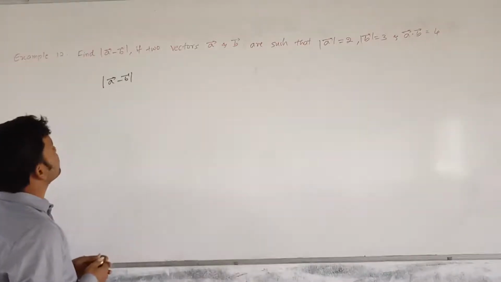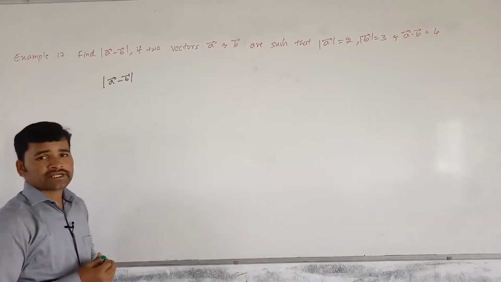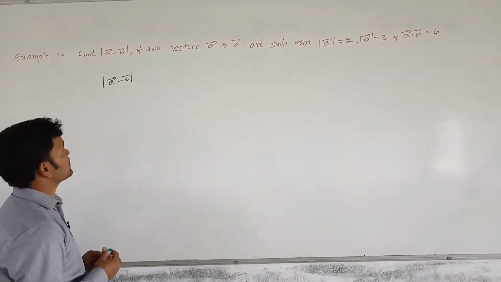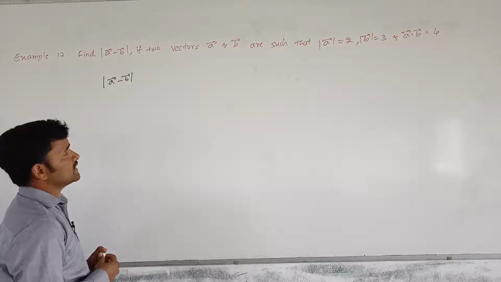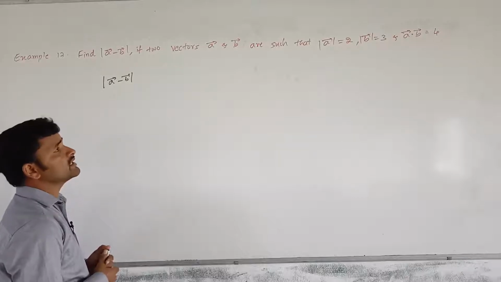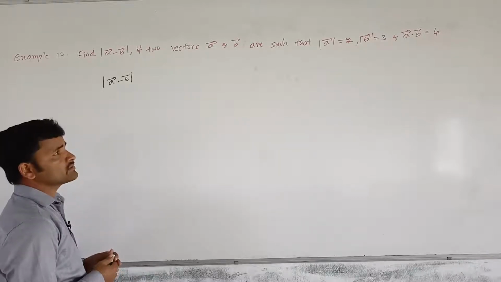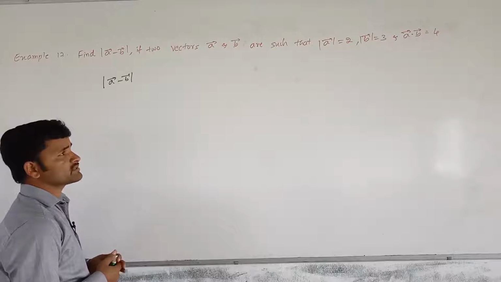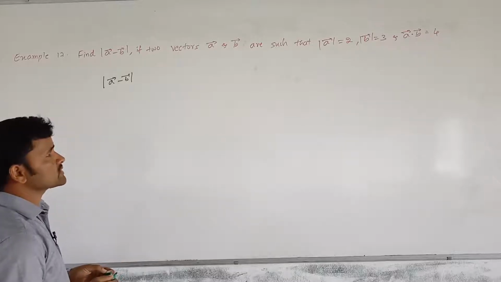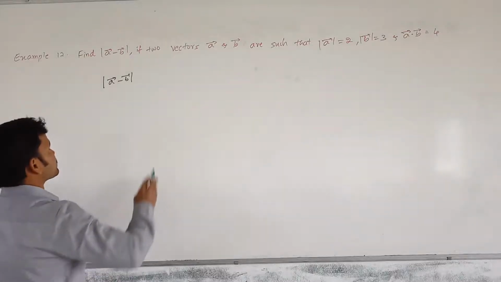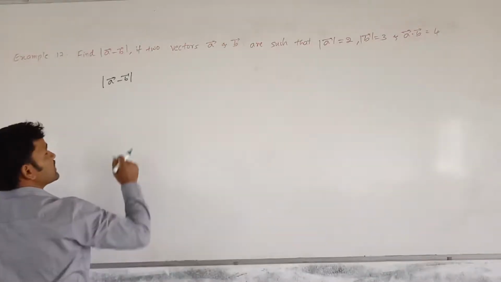Example 17: Find the magnitude of vector A minus vector B, if two vectors A and B are such that magnitude of vector A is equal to 2, magnitude of vector B is equal to 3, and A dot B is equal to 4. Okay, we need to find out magnitude of A minus B.